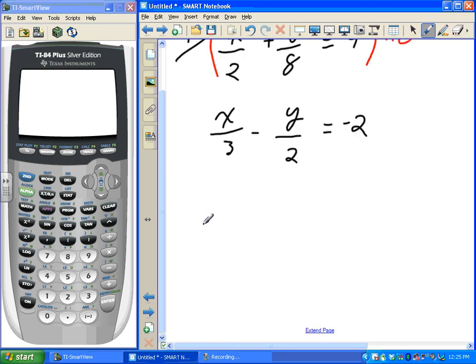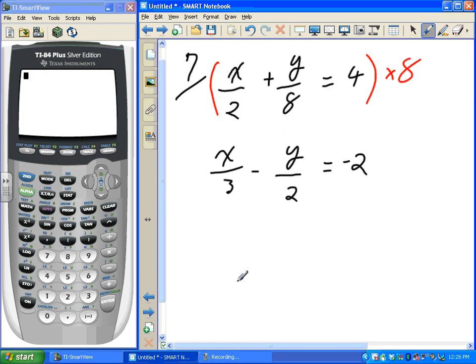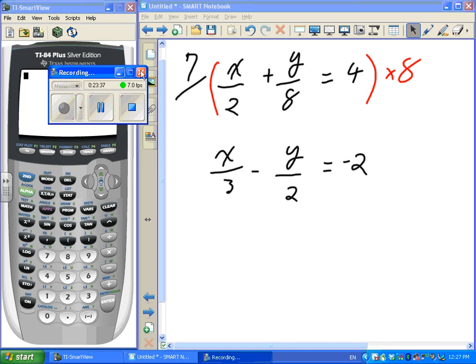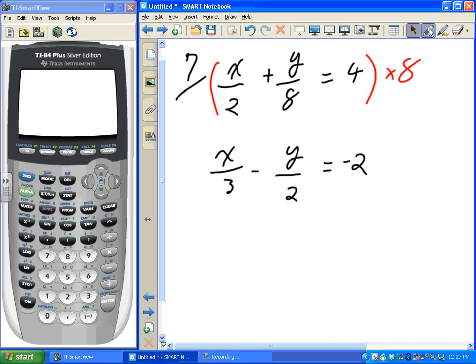I'll show you what that looks like. Okay, so like I was saying, there's many ways you guys could have done this. Some of you would have got a common denominator. The fastest way, personally, I think, is to do it like this. So I'm going to multiply each term by 8. So I get 8x over 2 plus 8y over 8 equals 32.